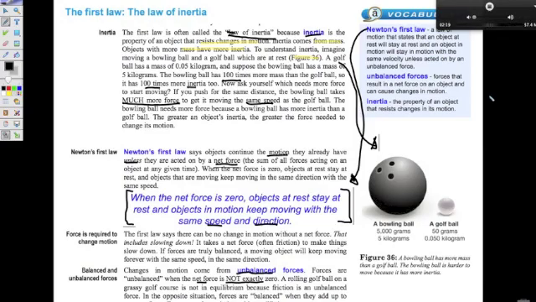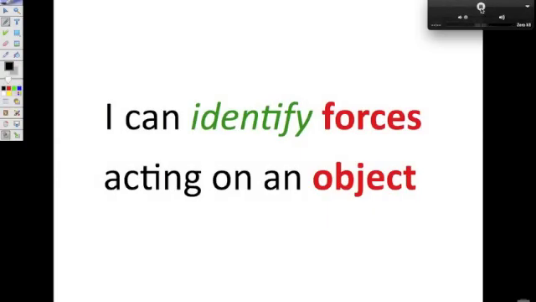So stop, pause, and go fill in your guided notes. Find what a force is, what inertia is, and Newton's first law. Remember, a force is a push or pull, inertia is the object's resistance to change in motion, and Newton's first law states that an object in motion will remain in motion unless acted upon by an outside force.